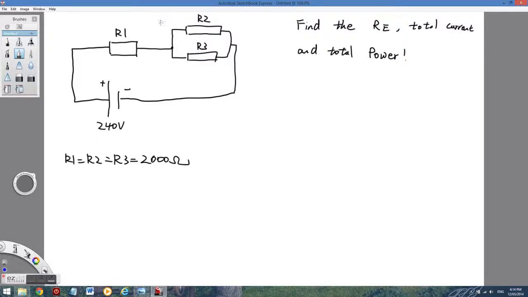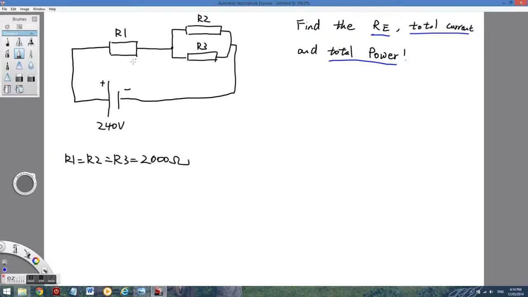Okay, here is another example. In this example, we still have R1, R2, R3, 2000 ohms each, and a 200 volt power supply. What they ask me to do is find the total resistance, the equivalent resistance, the total current, and the total power of the power supply. So, let's do it one by one.